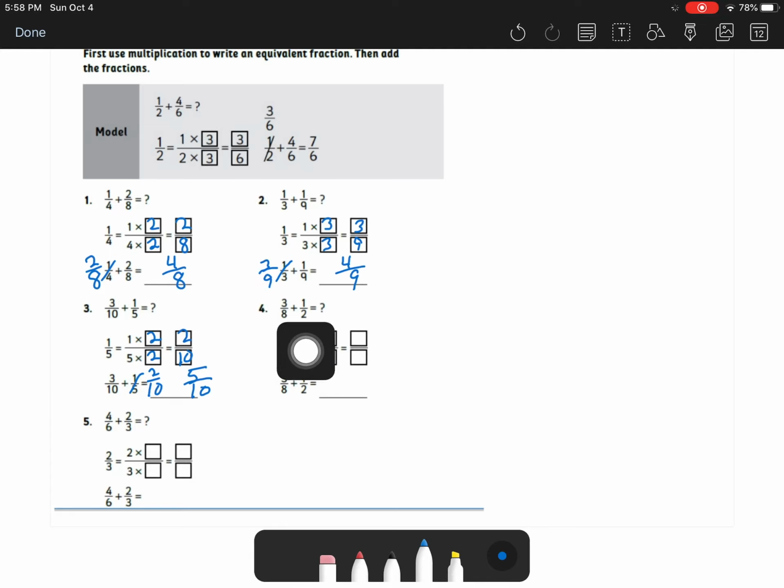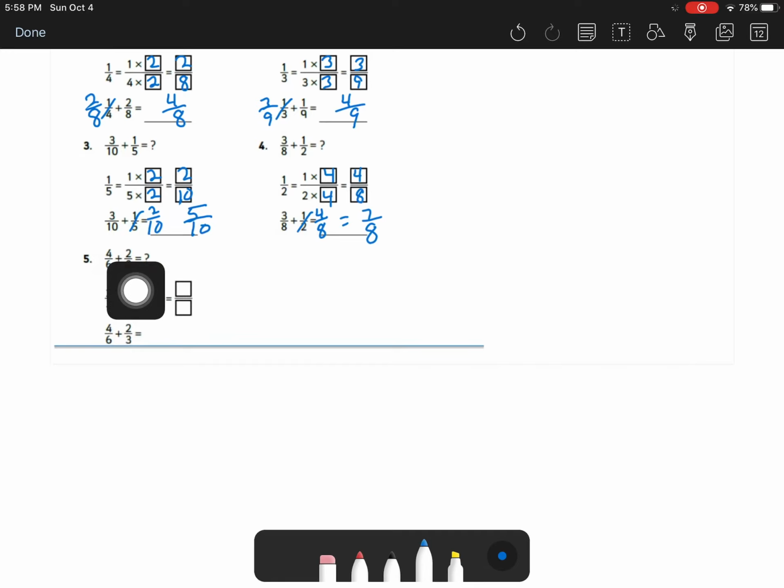All right. Next one, I've got an 8 and I've got a 2. All right, so I need to change that 2 into an 8 by multiplying it by 4. So 2 times 4 is 8, and then I have to take the top times 4 as well. 1 times 4 is 4. So now instead of calling it 1/2, I'm going to call it 4/8, equivalent. And 3/8 plus 4/8 equals 7/8. Okay, 3 plus 4 is 7.